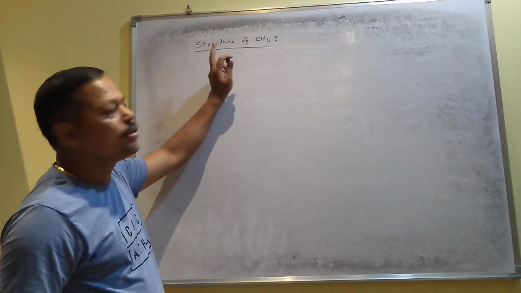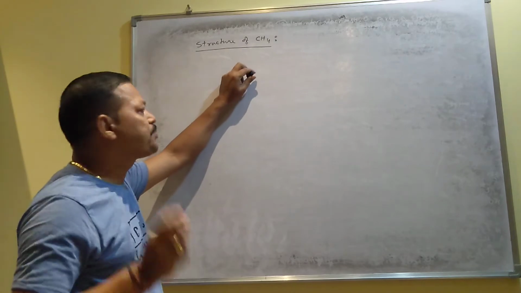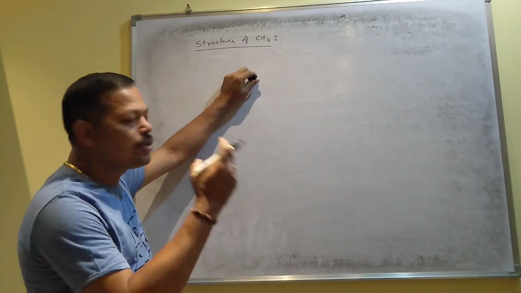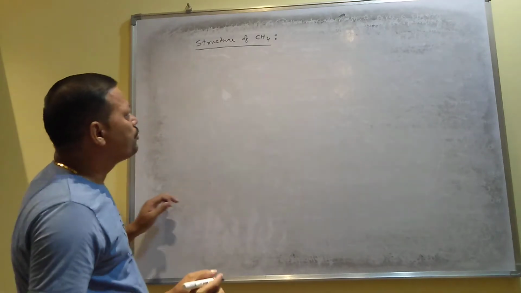Good morning, students. Today we'll do the structure of methane. In methane, the carbon atom undergoes sp3 hybridization, and I'll show you how the molecule forms by hybridization.